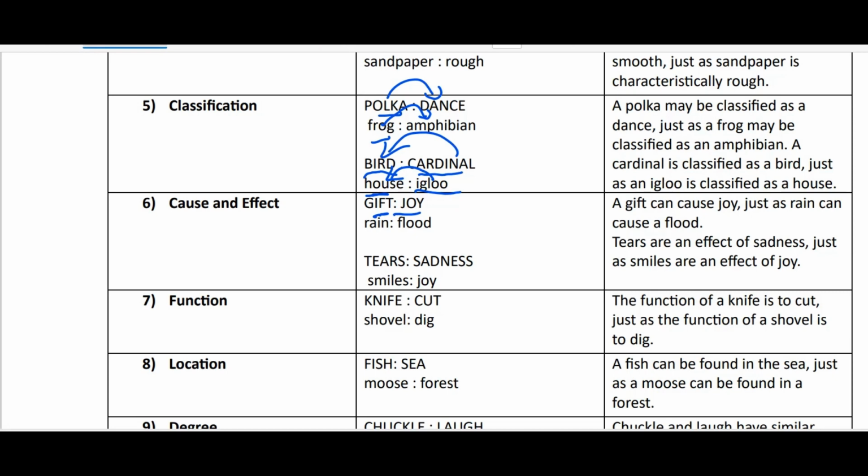But in the second example here, we have tears and sadness. Tears are an effect of sadness, just as smiles are an effect of joy. So again, we can start with the cause and then the effect, or the effect then the cause. So when I choose, I have to follow the same order. If I have the cause first, I choose the cause first. If I have the effect first, I should choose the effect first.